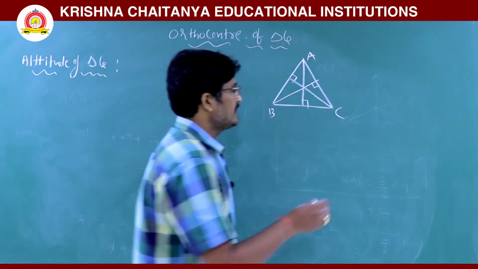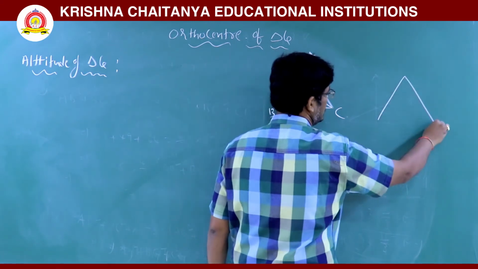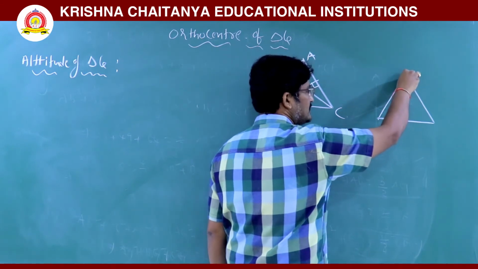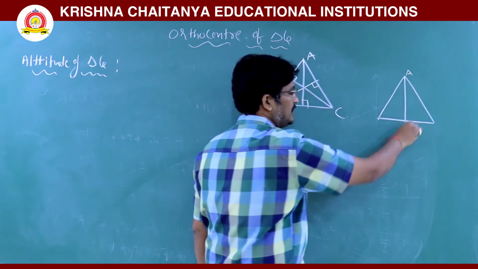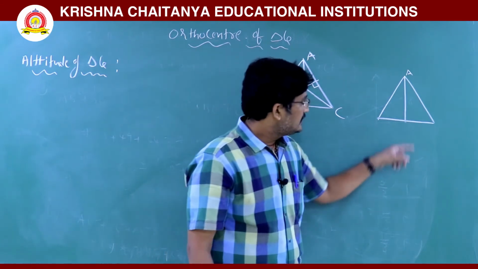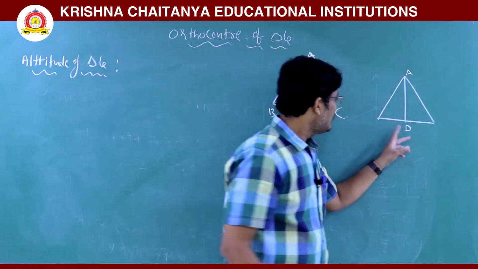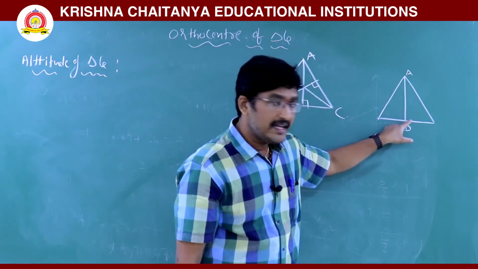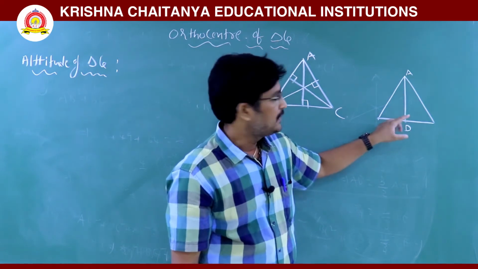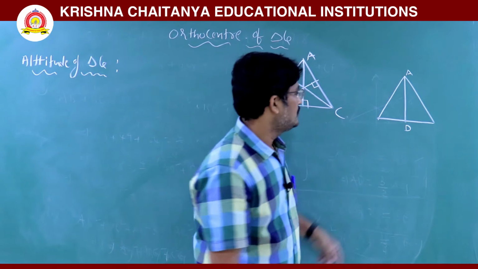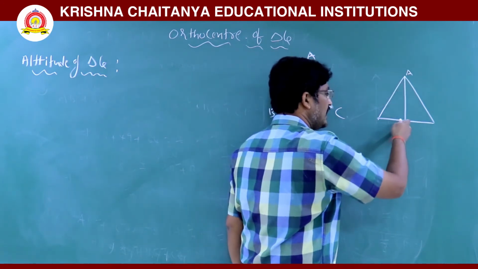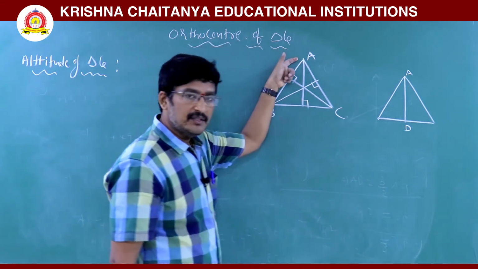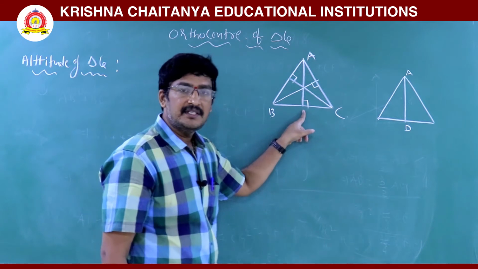What about the centroid? In this triangle, the line passing through A and joining the midpoint of the opposite side, suppose you take D here, D is the midpoint of this side. But in the definition, what about the angle? There is no particular angle in the definition. So the line passing through A and through the midpoint of the opposite side is the median. The line passing through A and subtending a right angle on the opposite side is the altitude.